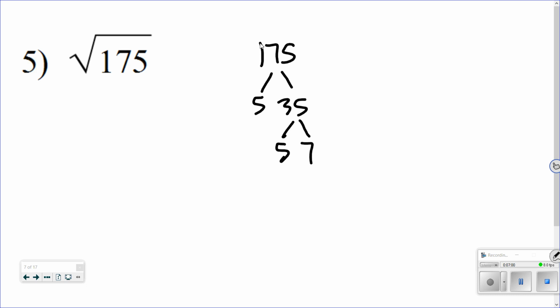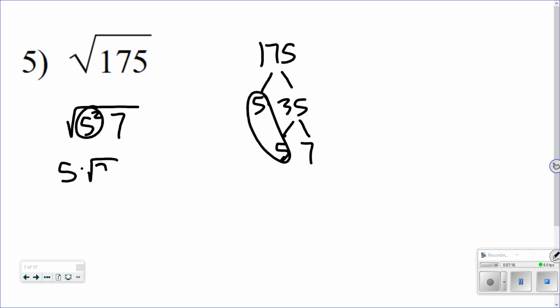And again, what I'm looking for is pairs of factors. So I have 5 and 5. So I'm going to come over here. I have the square root of 5 squared, and I also have that 7. Square root of 5 squared comes out evenly to be 5. Square root of 7 does not. It's irrational. So the square root of 175 is the same as 5 square roots of 7.